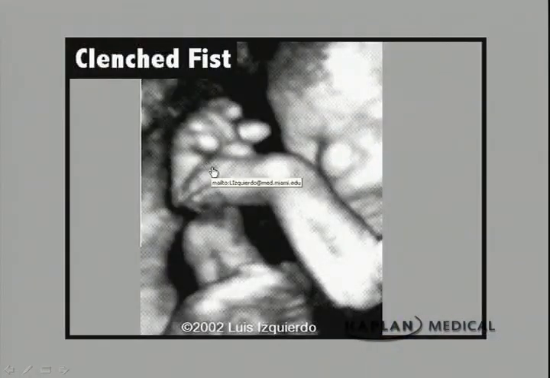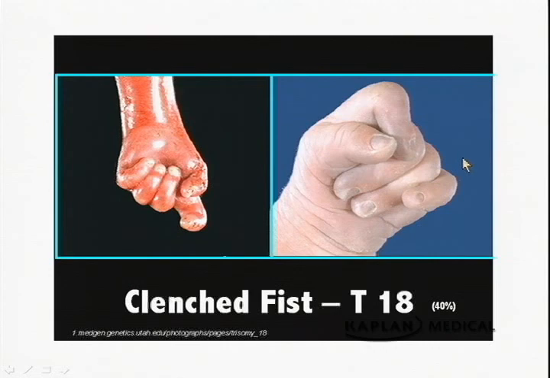Now, it doesn't guarantee that it doesn't have aneuploidy, but if I see the fingers always clenched like this, I'm concerned, could we have a trisomy 18? And here you can see a 3D ultrasound of the clenched fist with trisomy 18. Here's the nose, here's the mouth. The clenched fist. Again, it's not seen with all, but it is seen with 40%.